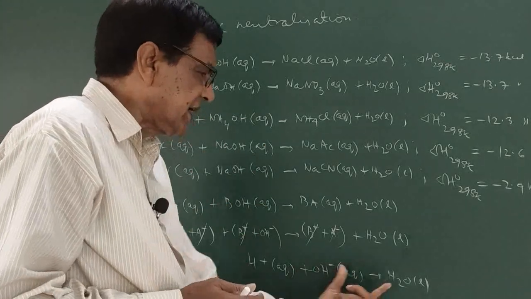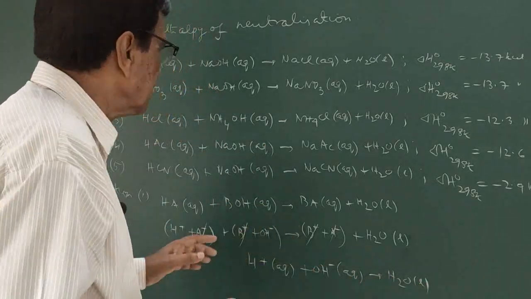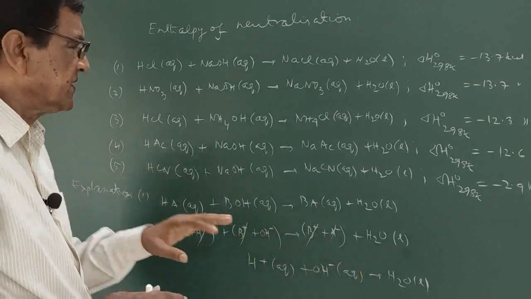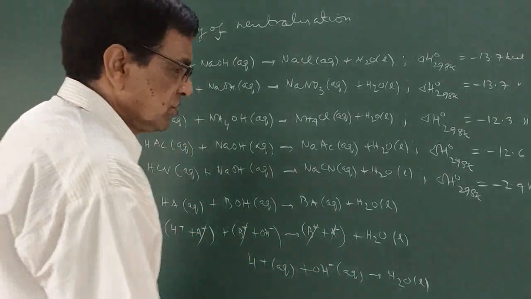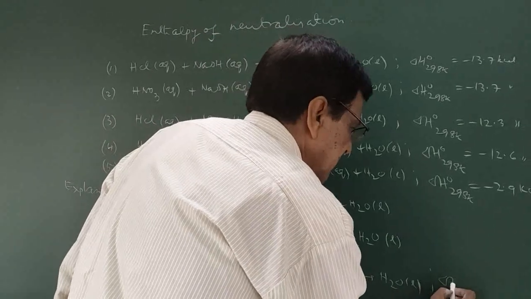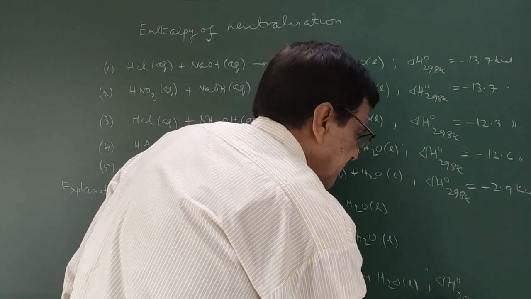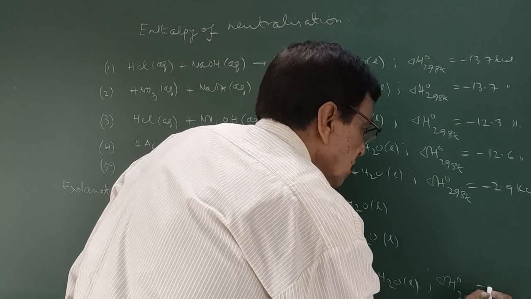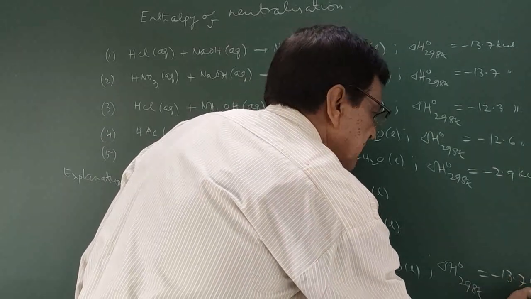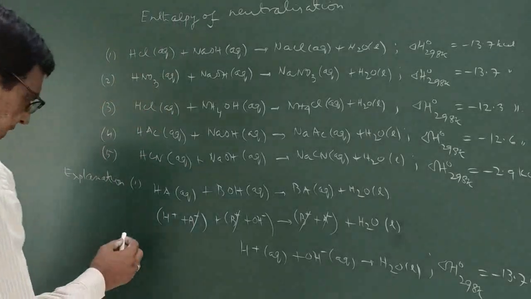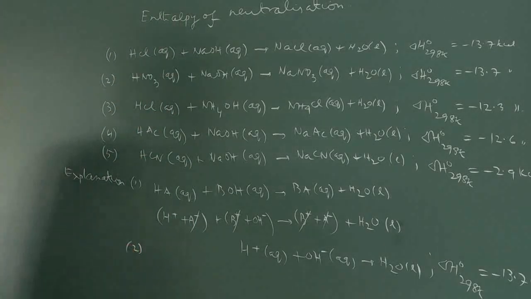Since the initial state and final state, reactants and products, are the same in all cases of strong acids and strong bases, this delta H not at 298 Kelvin also will be the same. Then explanation, second application.